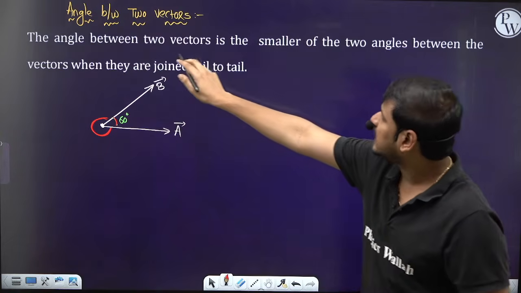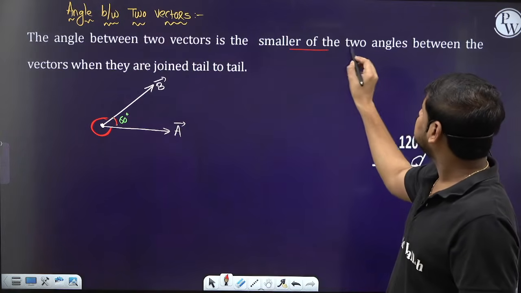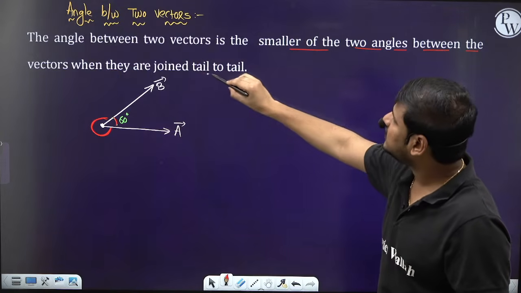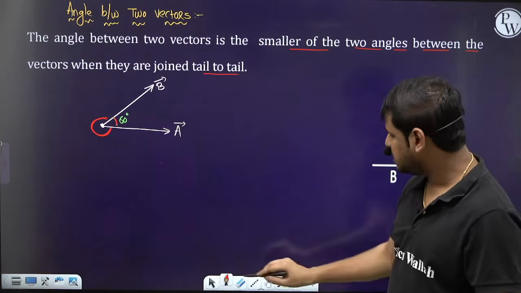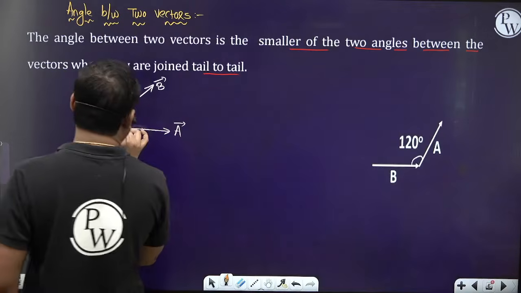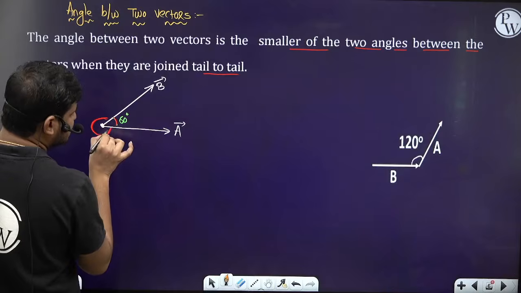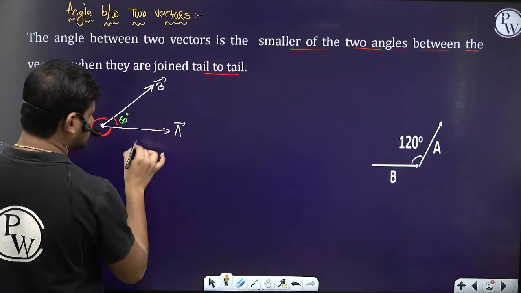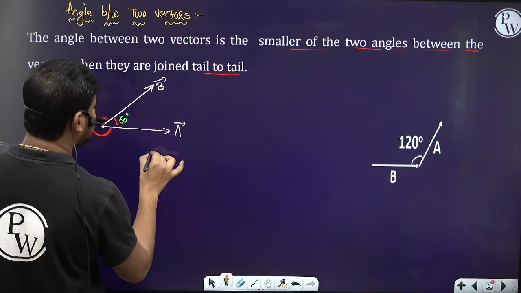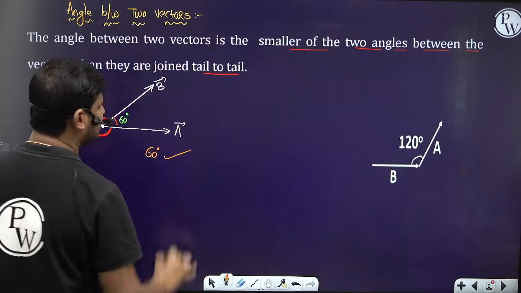The angle between two vectors is the smaller of the two angles between the vectors when they are joined tail to tail. Here two vectors are joined tail to tail, and between these two tails, one angle is 60, the other angle is 300. So which angle should we consider? The smaller one. So obviously the angle between these two vectors is 60 degrees.